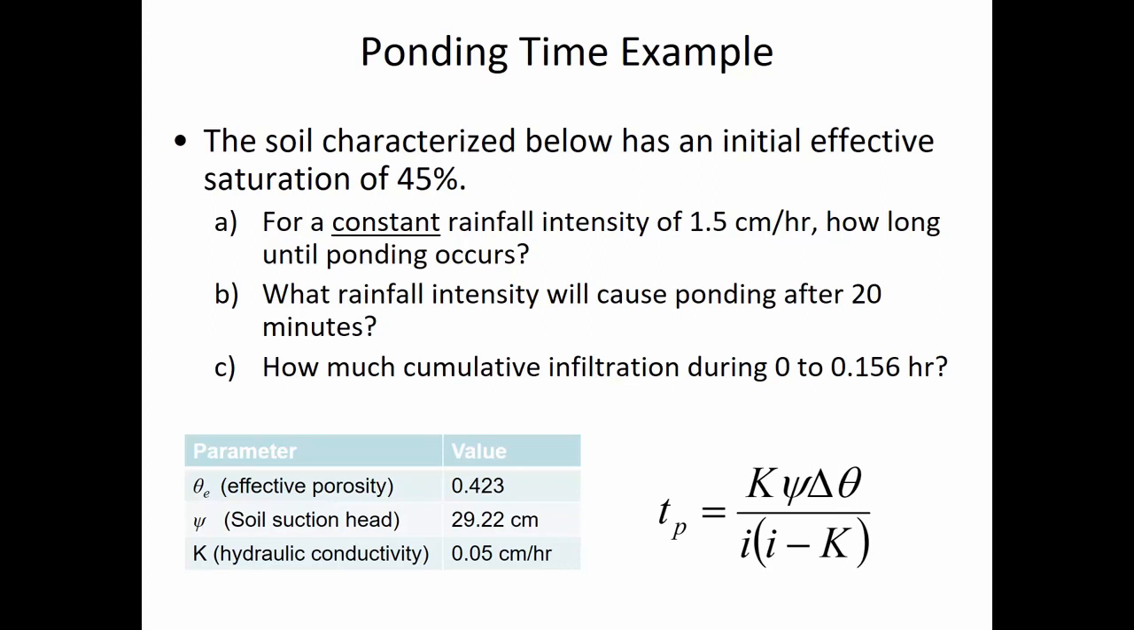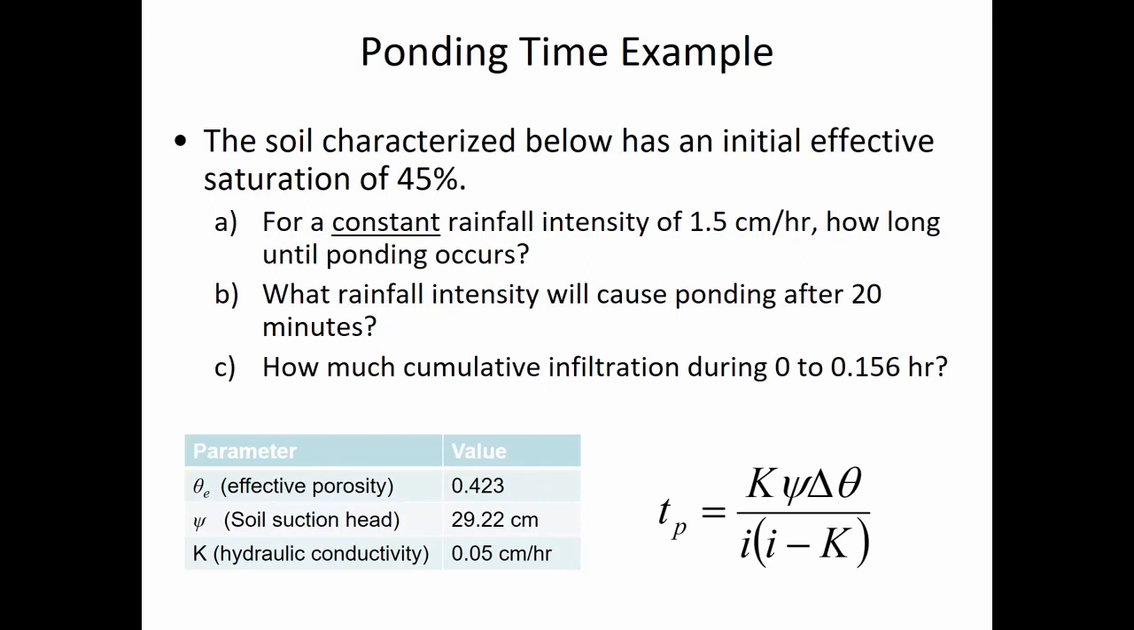And one of the inaccuracies is that it overestimates the infiltration amount because it requires initial ponding at the surface. But there's going to be some time period that it takes before the ponding occurs. So this kind of helps you to see how big the deviation is between the assumption and the reality. And the time to ponding is part of that. So what rainfall intensity would cause ponding after 20 minutes?